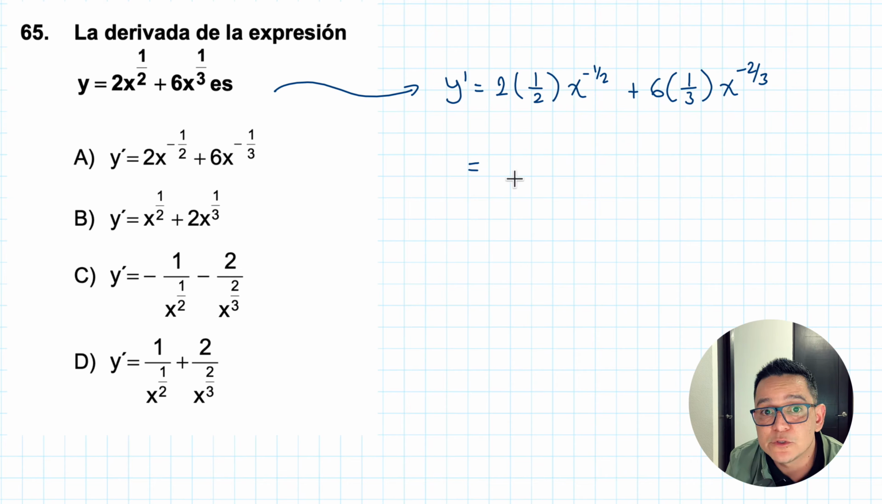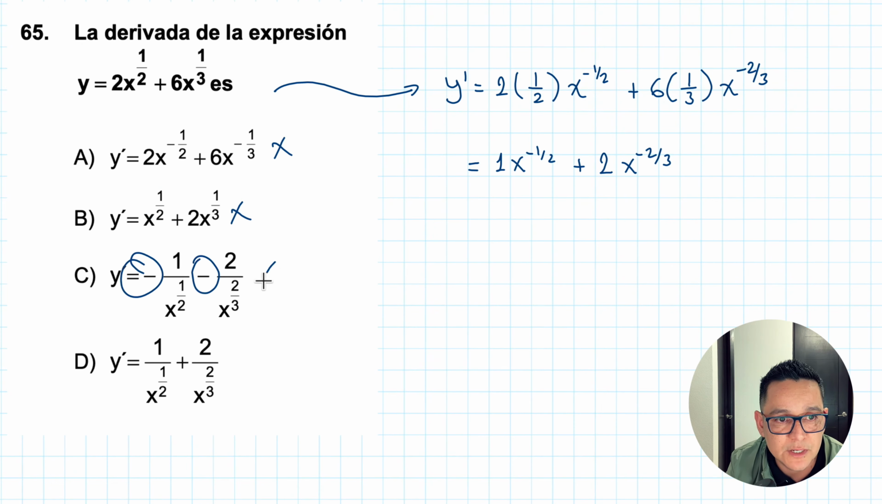Here we have 2 times 1/2, that's 1. So I'm going to write it anyway. 1, right? So, 1x to the minus 1/2. Then here we have plus 6 times 1/3, which is 2. 2x to the minus 2/3. This might already be done. Let's see. The first isn't correct, and neither is the second since it has positive exponents. The third also isn't right due to some negatives, so it must be this one.